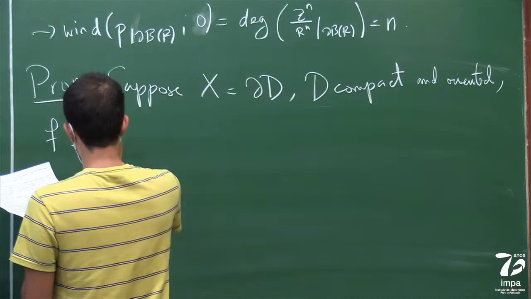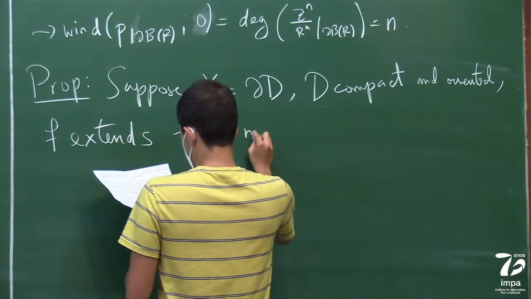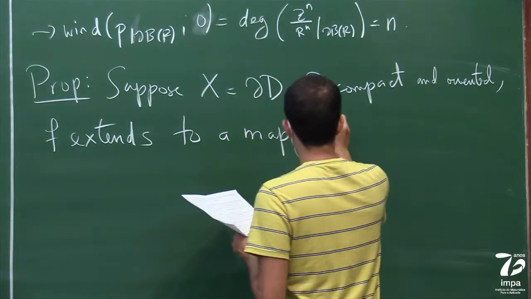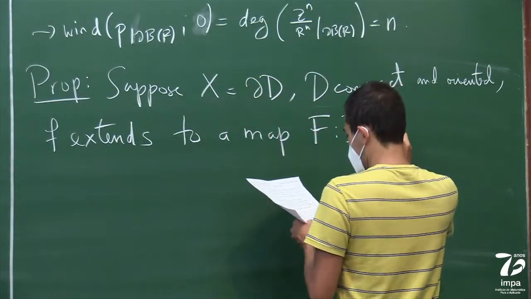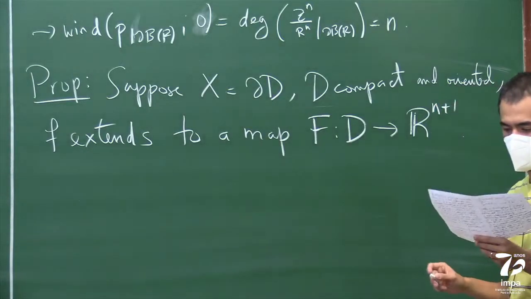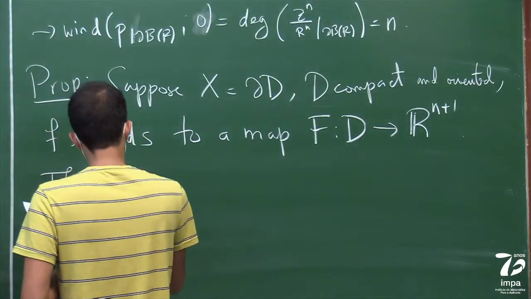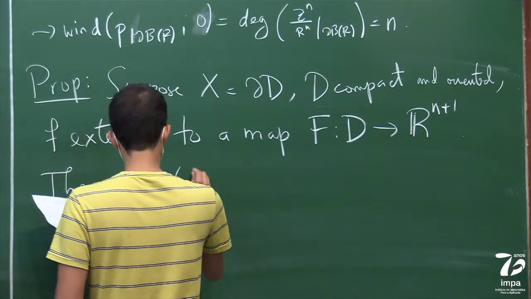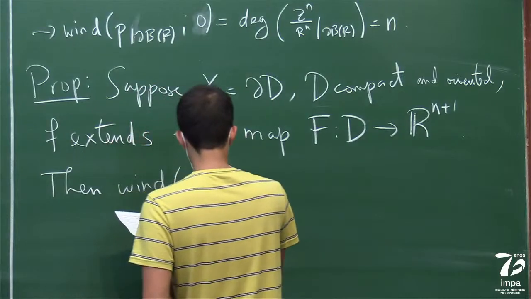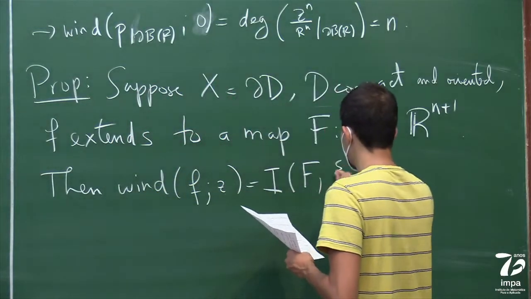F extends to a map, capital F, from D to R^(n+1). So suppose you can extend this map to D. Then the winding number of f with respect to z is equal to the intersection number of f with z.